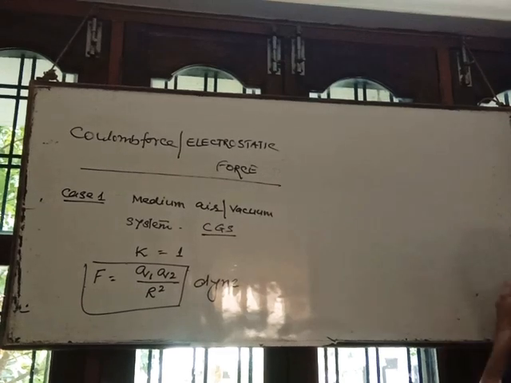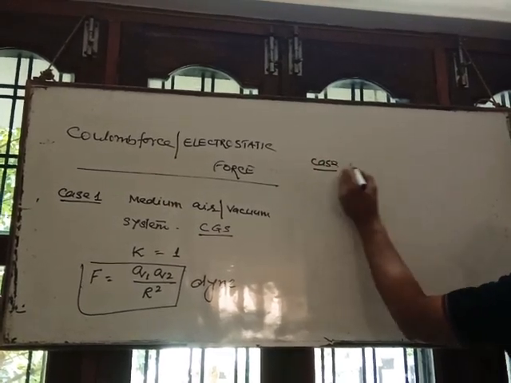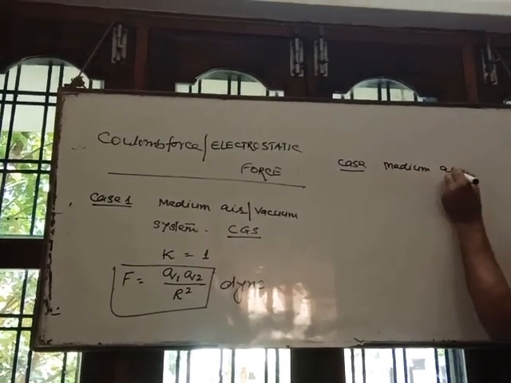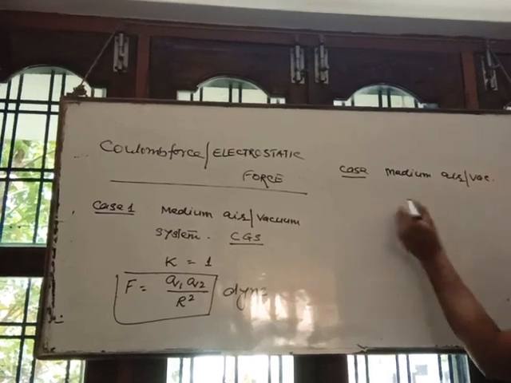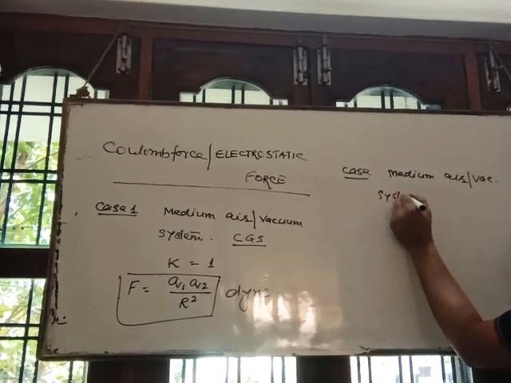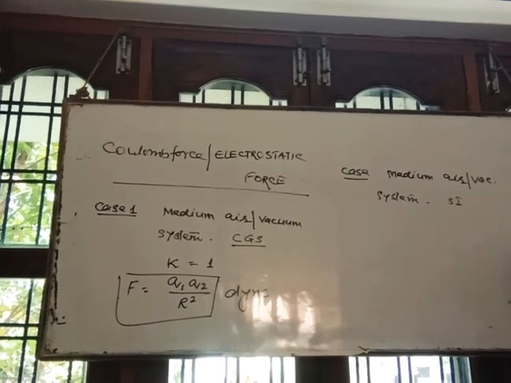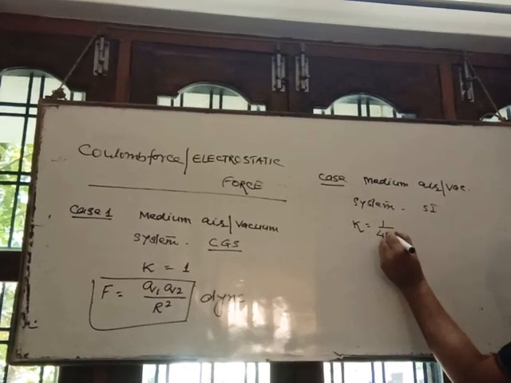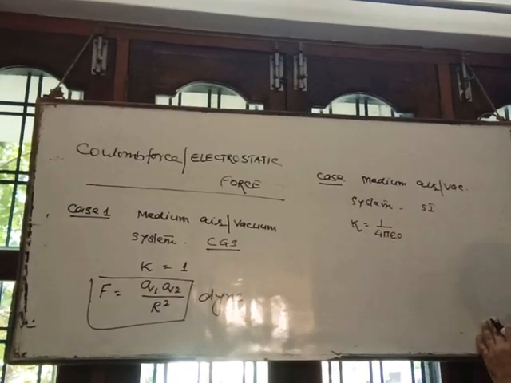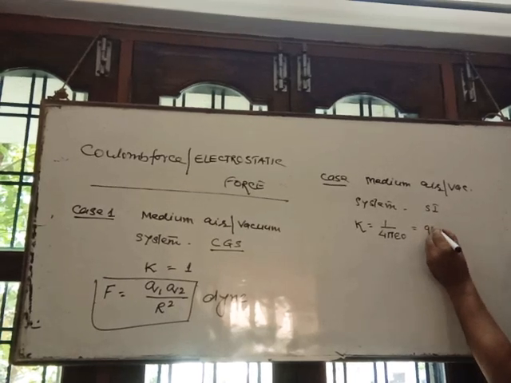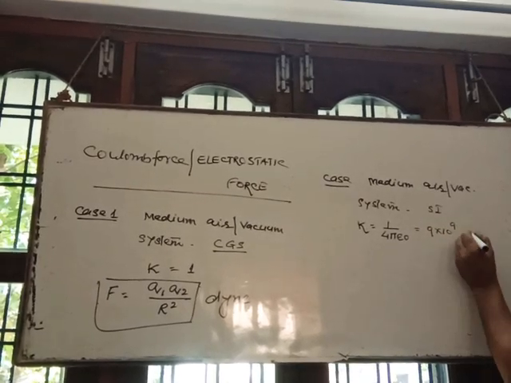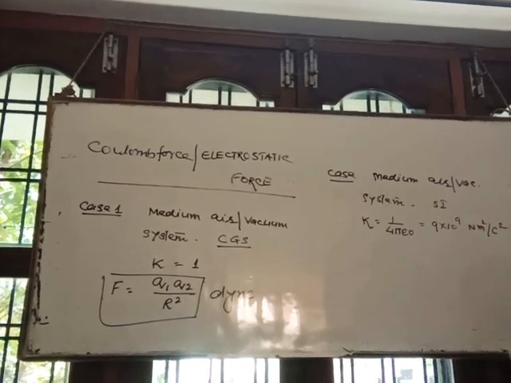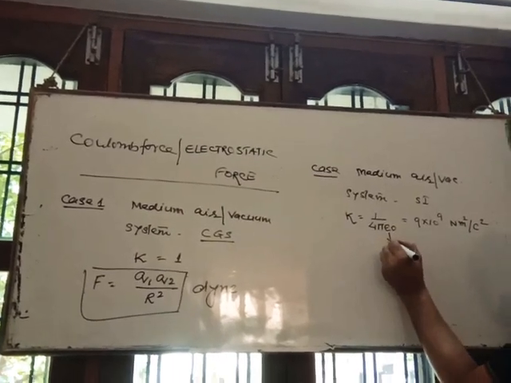But in the second case, if the medium remains air or vacuum, but the system is SI, then the value of K is 1 upon 4 pi epsilon 0, and its value is 9 into 10 to the power 9 Newton meter square per Coulomb square. Clear? What is epsilon 0 here?